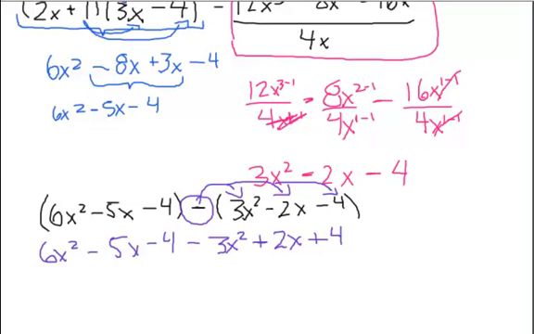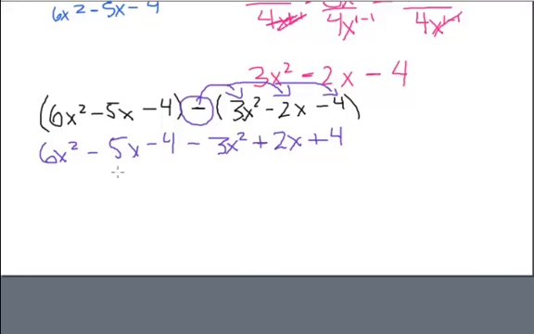Okay, so now this is the last equation I have, and I just have to clean this up. So let us collect all the x². Here's a 6x², and here's another x² term, which is negative 3x². So 6 subtract 3 is 3x².